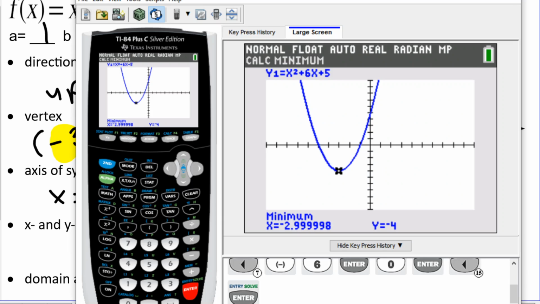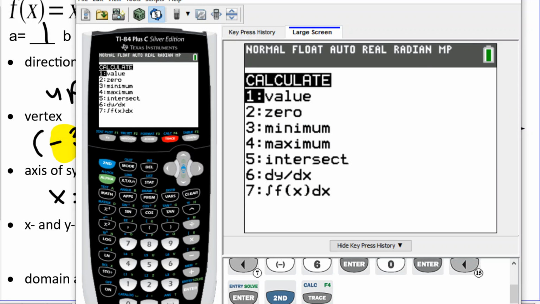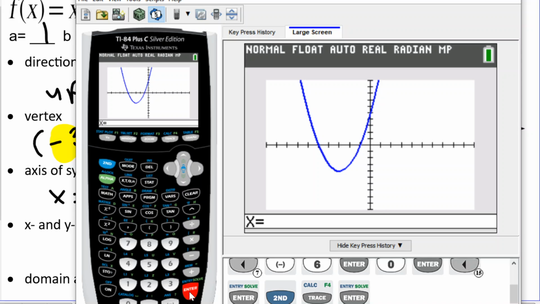Now let's find some x and y intercepts. So again, finding more values, I'm going to go back to that calculate menu. All right, and this is where I'm going to go. So that second trace, every time I want to find a specific point or a specific value on the graph. So again, like I said, value. If I hit value, so I can hit 1 or I can just hit enter, it prompts me with an x equals at the bottom. So I can plug in an x value and it's going to tell me the related y.